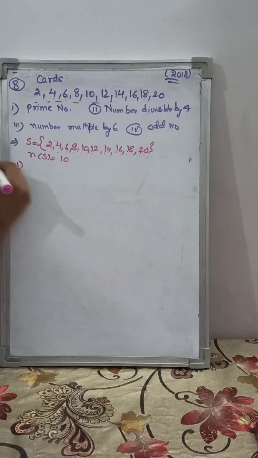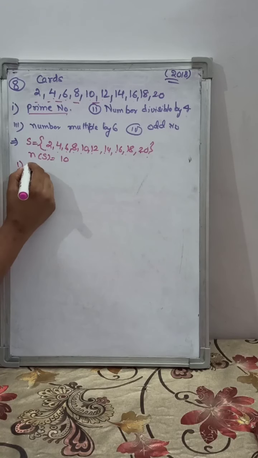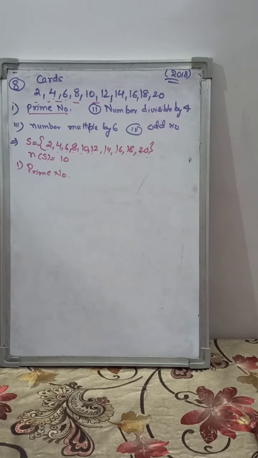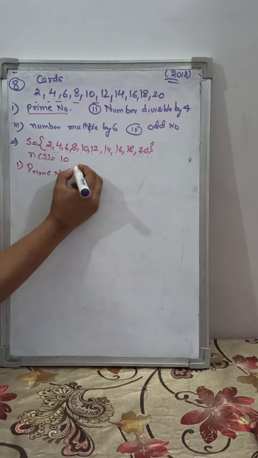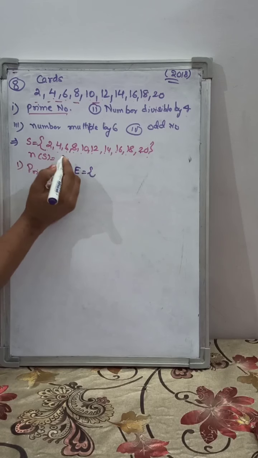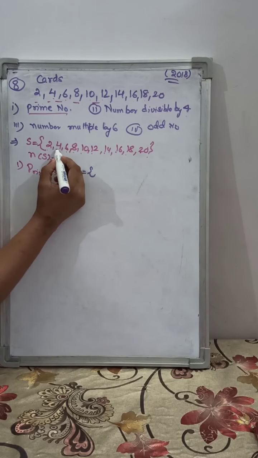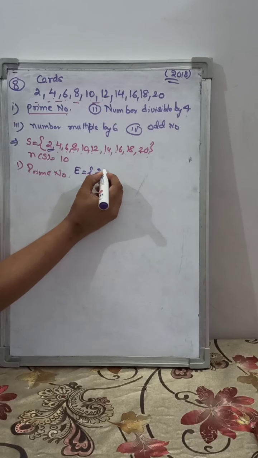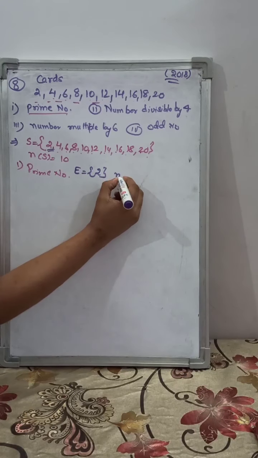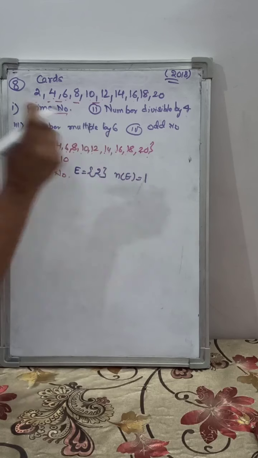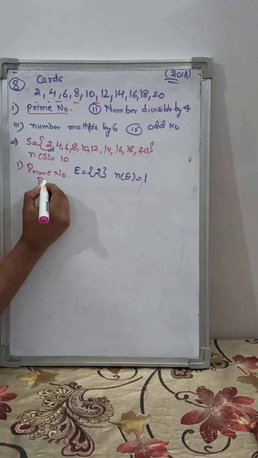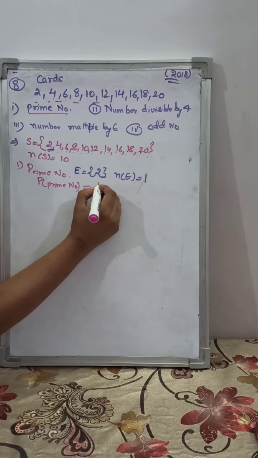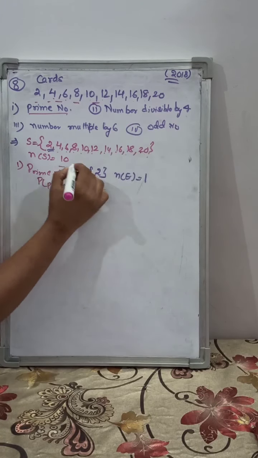Now we have to take the first part. Prime number. You know what prime numbers are, students? Divisible by itself and 1 only. So let's find out the event. So the prime number will be 2. Only 2. So the total elements in the event will be 1. So the probability of getting a prime number will be 1 upon total 10.